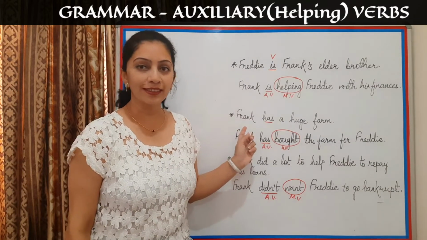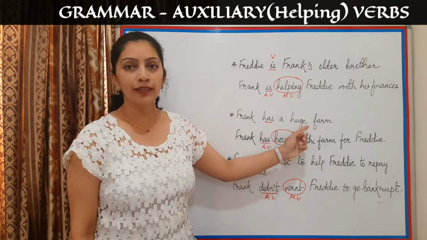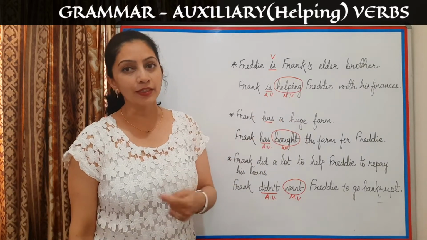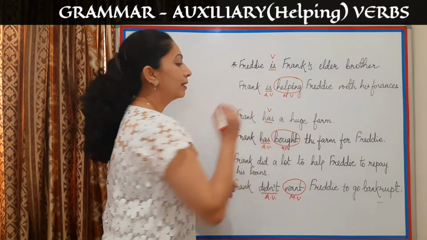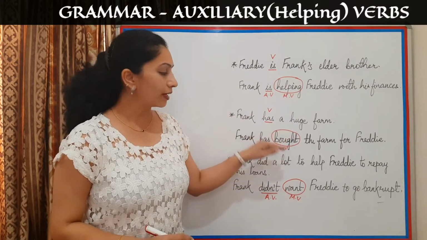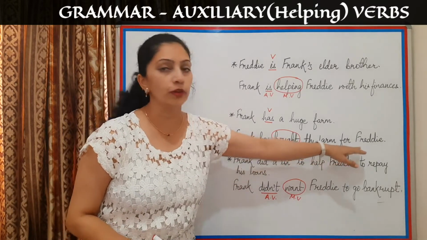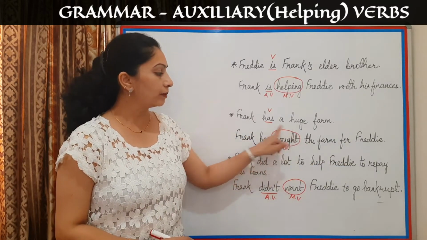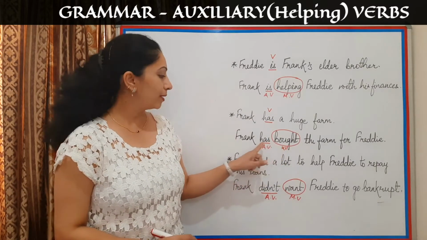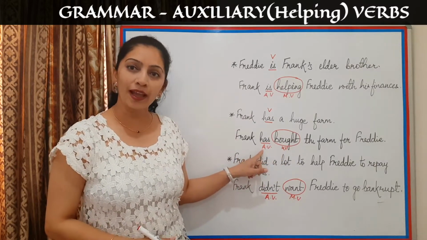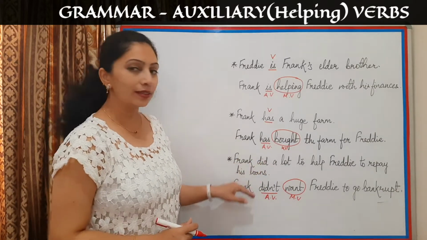Come to the next sentence. Frank has a huge farm. There is no other verb except has. Has is a present form of have. Correct. So here has becomes the main verb. But when you look at the next sentence, you can see Frank has bought the farm for Freddie. The main verb here becomes bought, but this main verb is helped by has. And so has here will become an auxiliary verb.